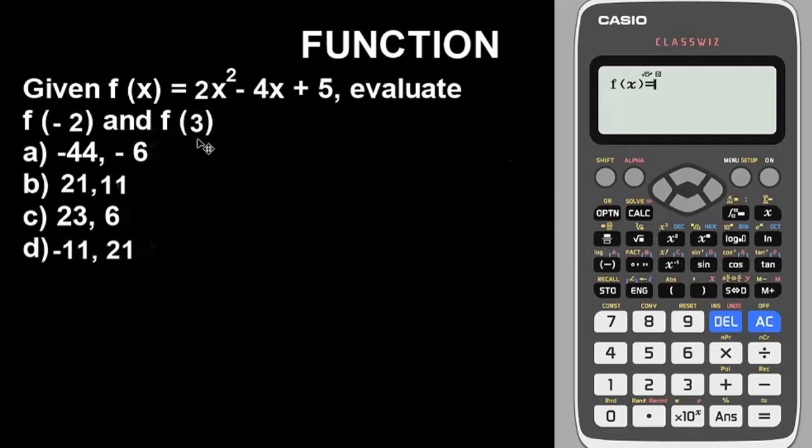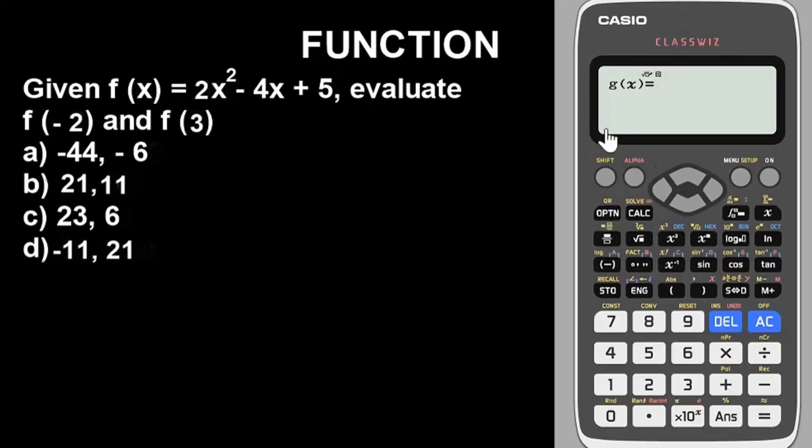So f of x here, that's y equals 2 times alpha x, squared, minus 4 times alpha x, plus 5. Okay guys, now that we have inputted these values, the next thing we have to do is to press equal to. Very simple, guys, press equal to.